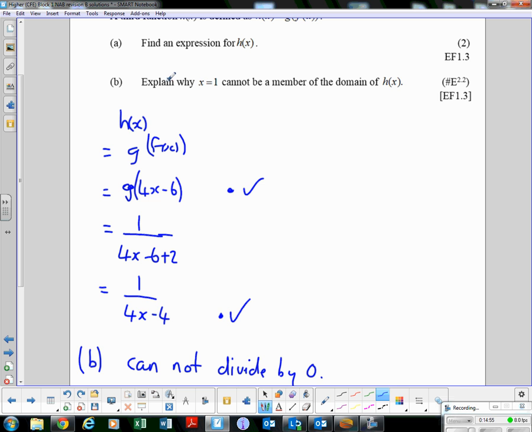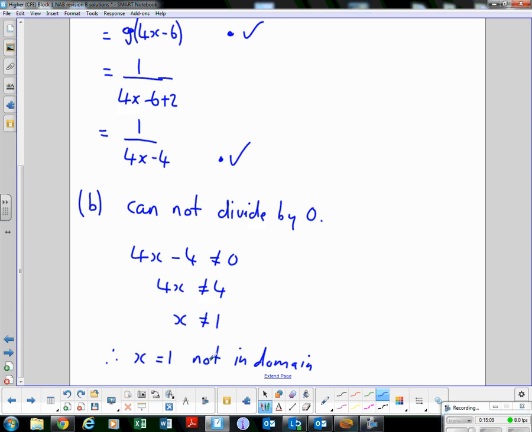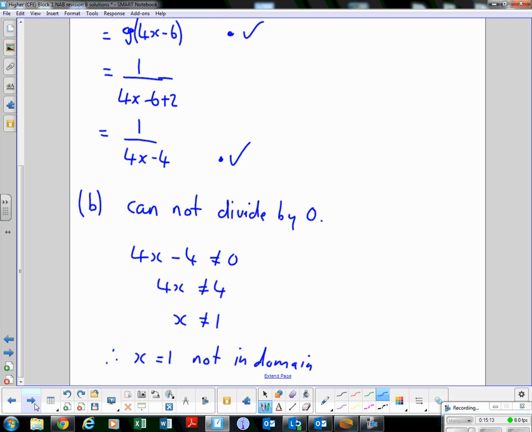Explain why x equals 1 cannot be a member of the domain of h of x. Well, we cannot divide by 0, so the denominator cannot be equal to 0. So 4x cannot be equal to 4, x cannot be equal to 1. So x equals 1 is not in the domain, because we cannot divide by 0.